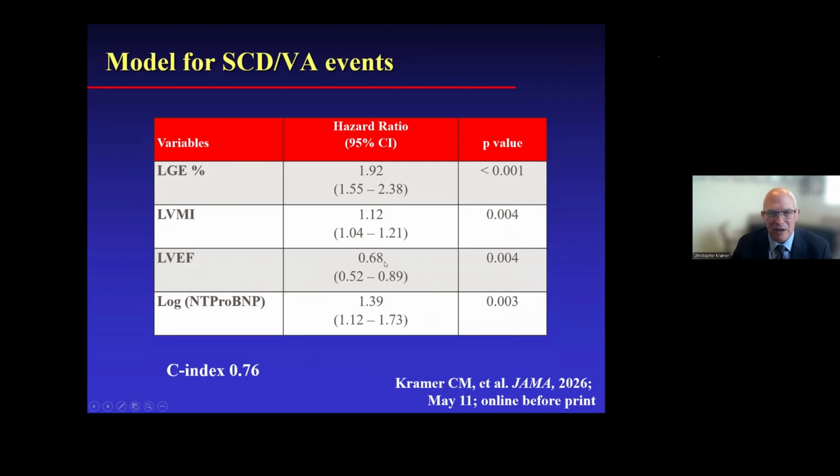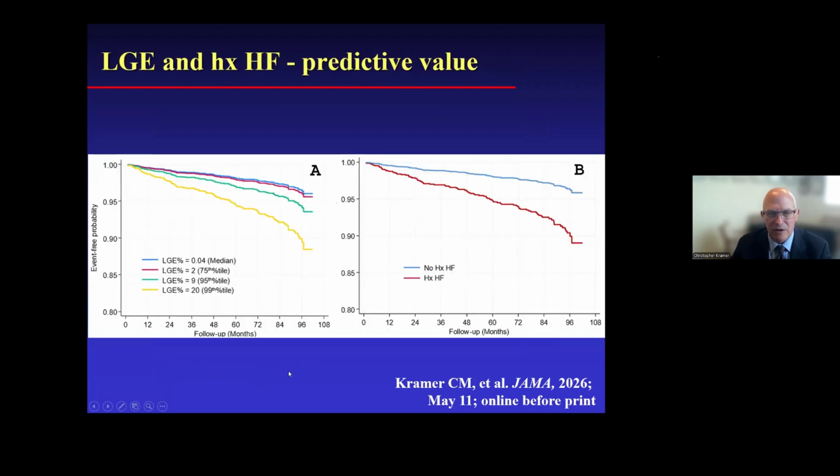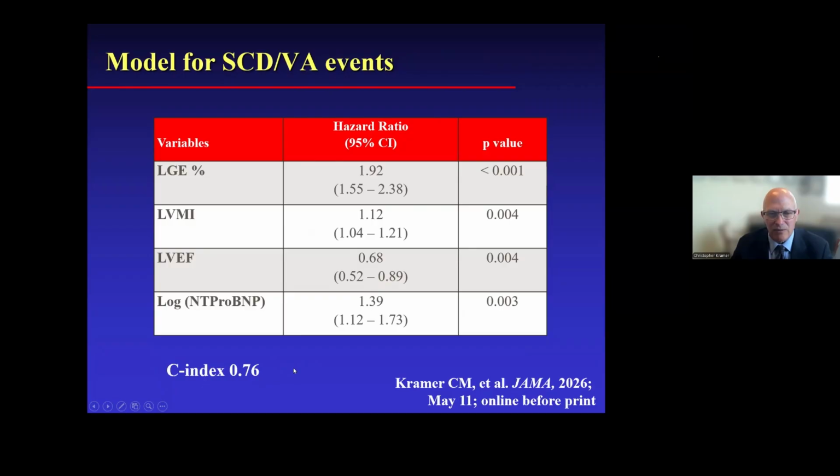The higher the EF was protective, with a hazard ratio of 0.68 per 10% increase in ejection fraction. And then again, log NT-proBNP with a hazard ratio of 1.39 for these events. And the C index here was 0.76. I forgot to mention the C index for the primary composite outcome was very strong at 0.77. So putting these together is very strongly predictive in this population.